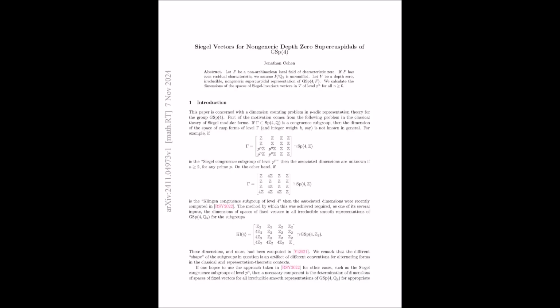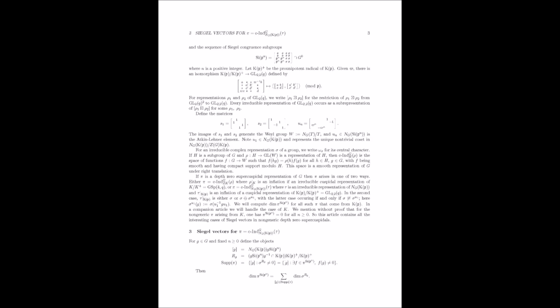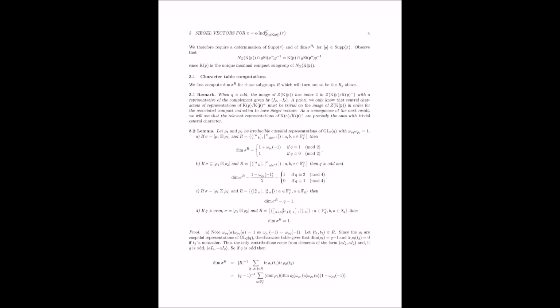But before we go any further, can you remind us what Siegel vectors are and why they're so important for this problem? A Siegel vector for a representation is a vector that remains unchanged under the action of the Siegel congruence subgroup. Think of it as a fixed point for this subgroup's action. Calculating the dimensions of the spaces spanned by these Siegel vectors is a key step in understanding the larger structure of these representations and their connection to Siegel modular forms. So those Siegel vectors hold the key to unlocking the dimensional mysteries. What's Cohen's game plan for finding them?